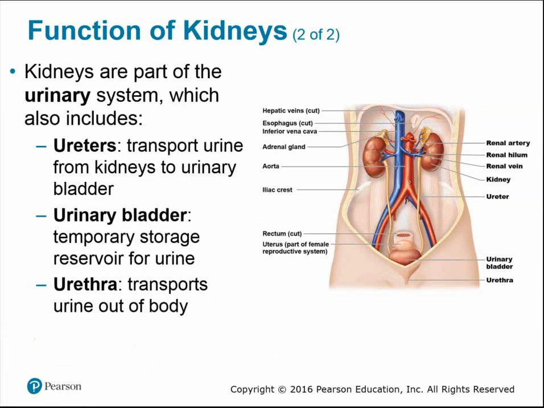So the kidneys are the major organ of the urinary system. The urinary system also includes the ureters, which are just going to transport the urine formed from the kidneys and carry it to the urinary bladder. The urinary bladder is just that temporary storage for the urine, and then the urethra is what's going to help transport the urine outside of the body.